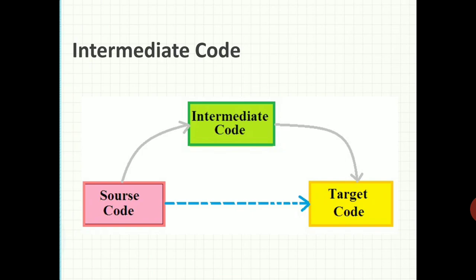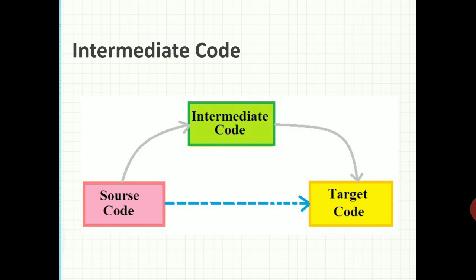Intermediate code eliminates the need of a new full compiler for every unique machine by keeping the analysis portion, that is the first part of the compiler, the same for all the compilers. The second part of the compiler, that is synthesis, is changed according to the target machine. That is, the first part is machine independent, then the second part is machine dependent. So we can reuse the front end of the compiler for each machine.